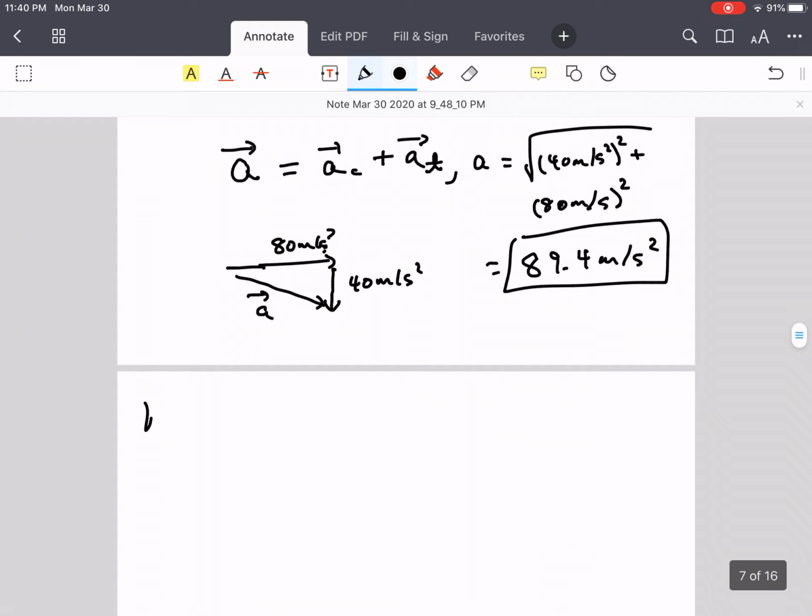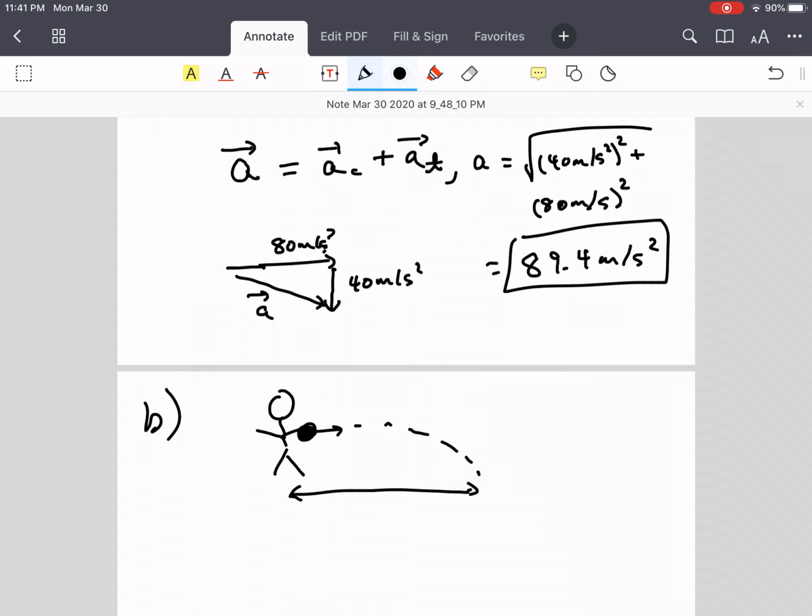Now part B of the problem asks, now imagine he throws it, how far does it go? The key point here is that as soon as he throws it, this just becomes a regular old projectile motion problem that you already know how to work with. So I'm going to draw a side view. Here's this discus thrower. Here's the discus. He's going to throw it with some initial velocity, and it's going to fall to the ground. The problem asks, what is the horizontal distance that it goes?